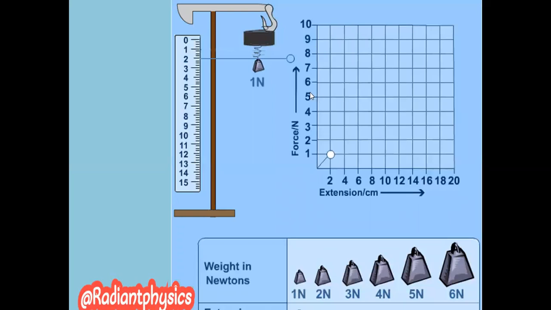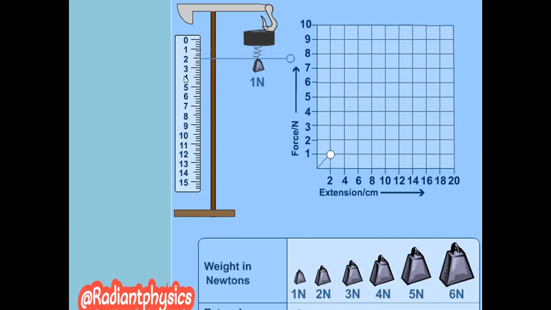The materials we need are a spring. If you have a helical spring, you can use that. We need a retort stand like this. We need a ruler, and then we need different masses or forces of different sizes. You can see I've chosen from 1 Newton to 6 Newton, and then you will also need a graph paper like this or a grid paper where you can plot the graph.